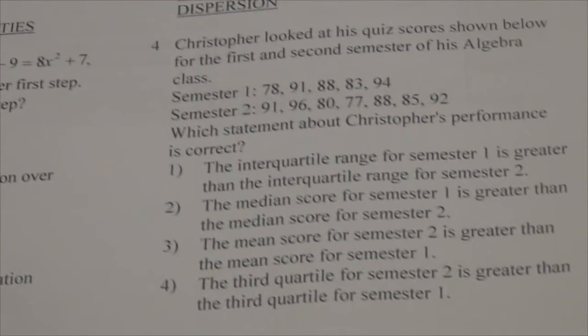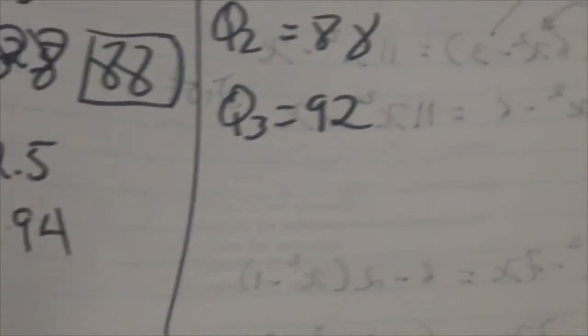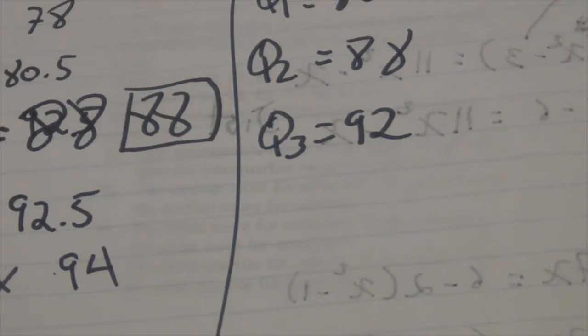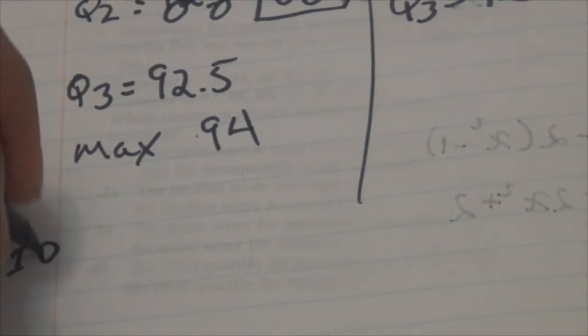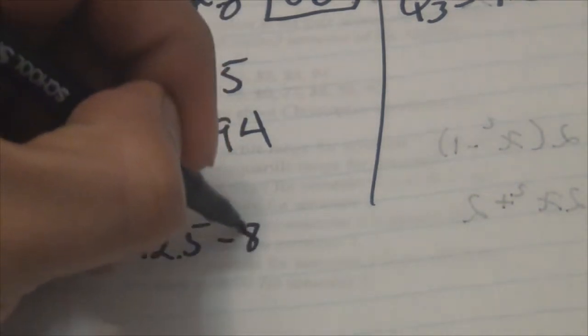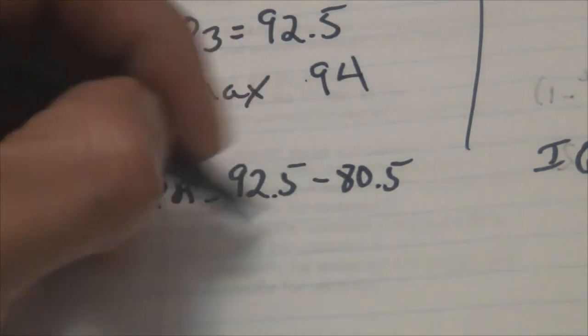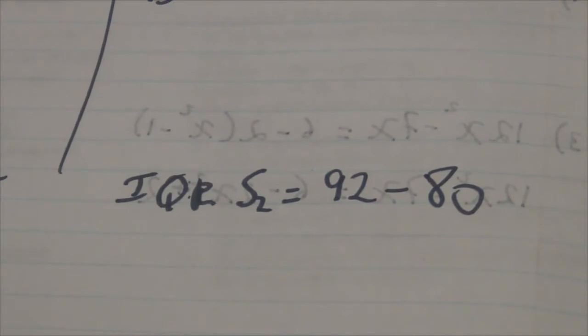You wrote down the information, I hope. If not, you're gonna have to rewind this. It says the interquartile range for semester 1 is greater than the interquartile range for semester 2. So let's find what the interquartile range is for each semester. The IQR for semester 1 will be Q3 minus Q1, which is 92.5 minus 80.5, which is 12. For semester 2, Q3 minus Q1 is 92 minus 80, which is 12. So both interquartile ranges are the same.